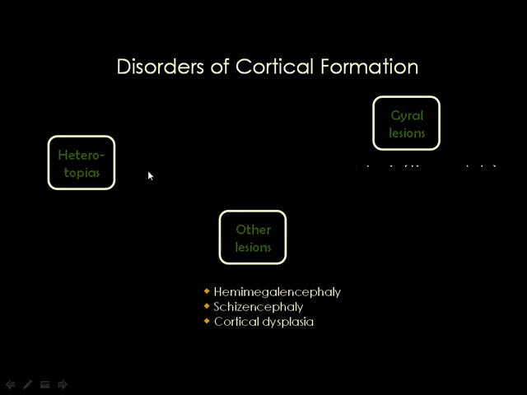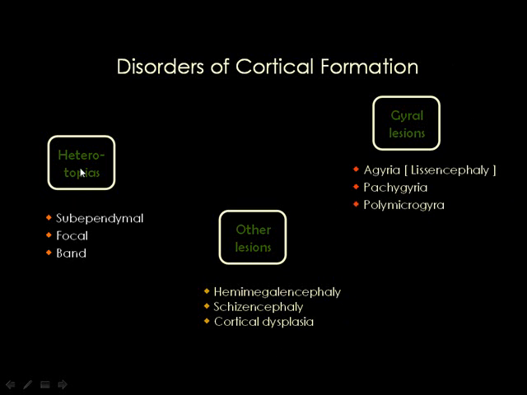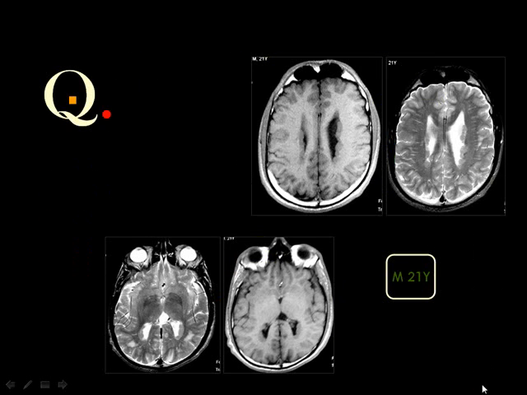Think about heterotopias, and you got in the heterotopias abnormal gray matter, the subependymal type, the focal type, and the band type. Then think of gyral abnormalities, including agyria, no gyri, smooth brain, lissencephaly, pachygyria, very thick broad gyri, polymicrogyria, too numerous gyri with too many sulci. Then other three abnormalities which are not included in these topics, including hemimegalencephaly, lissencephaly, and the cortical dysplasia. Then the questions.